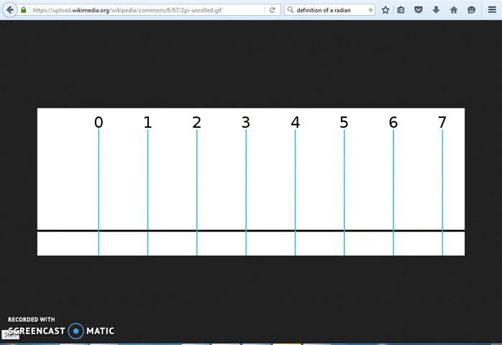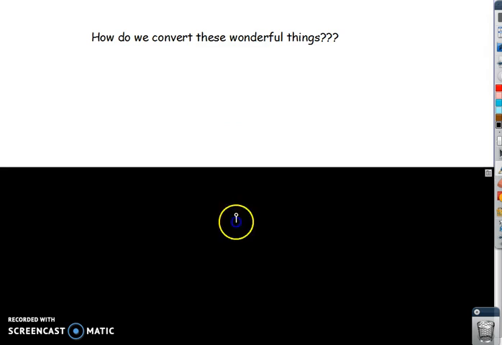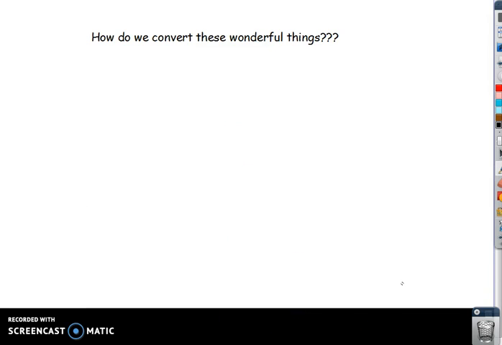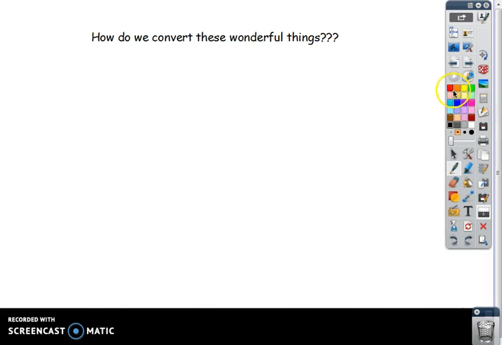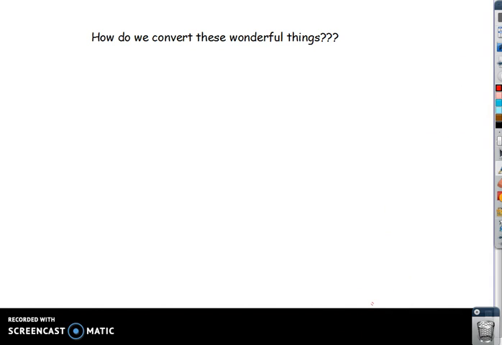So let's go over the conversion factors. How do we convert these wonderful things? We need to be able to go back and forth between degrees and radians. Now I know what you're saying to yourself: why? That's an excellent question. Why do we need to go back and forth? Well, some formulas back in the day were built with degrees or radians in mind. Some formulas work better with degrees, some work better with radians, so we have to figure out which one is which.